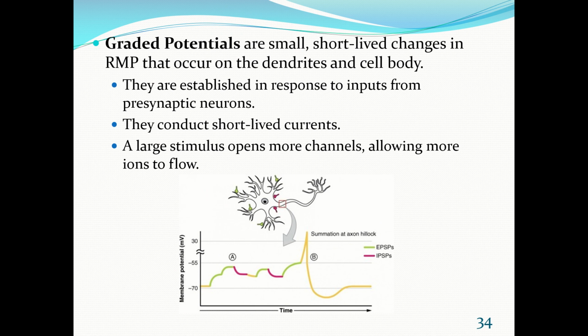All right, so let's go further into the graded potentials. They are small, short-lived changes in the resting membrane potential that occur on the dendrites and the cell body. They are established in response to inputs from presynaptic neurons, and they conduct short-lived currents. A large stimulus will open more channels, allowing more ions to flow.